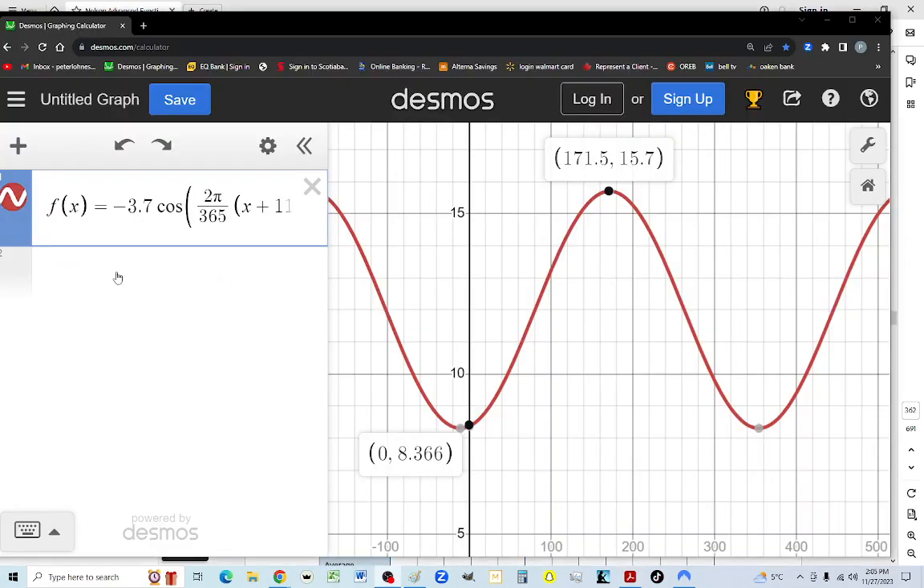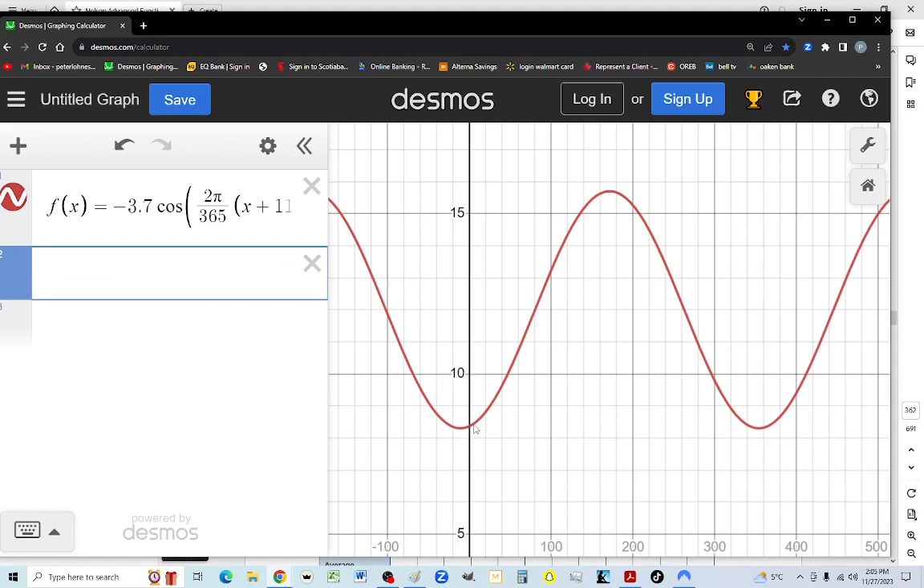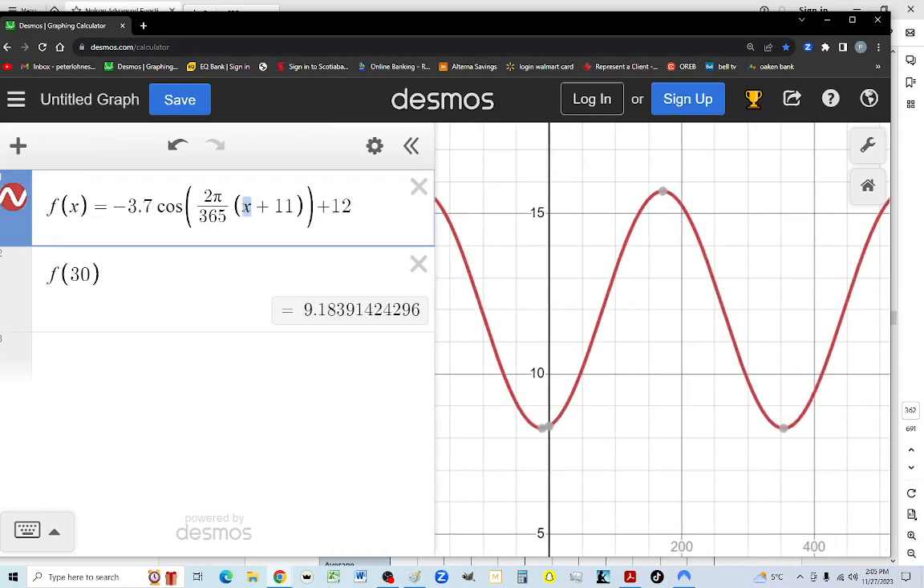Going back to our model, they want to know what the temperature is on January 30th, which is essentially the 30th day. So you can either slide it over here, or you can put in 30 for x and solve it algebraically, or you can just do on the graph f of 30. And that will be how many hours on January 30th. Now, if you wanted to do it algebraically, you would just put in a 30 here, add it to 11, that's 41, multiply by 2 pi, divide by 365, find the cos of that, multiply it by negative 3.7, and then add 12. And that'll give you this number. I'm not going to bother because it's a simple calculation.